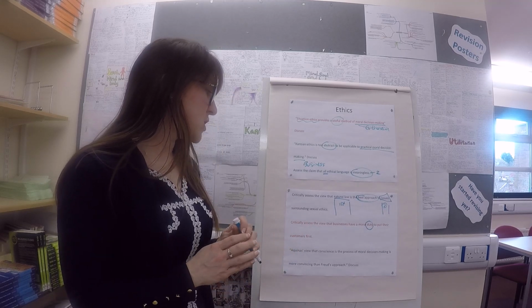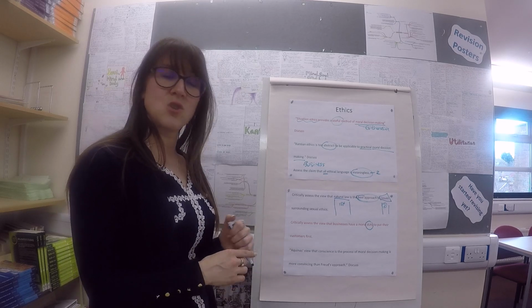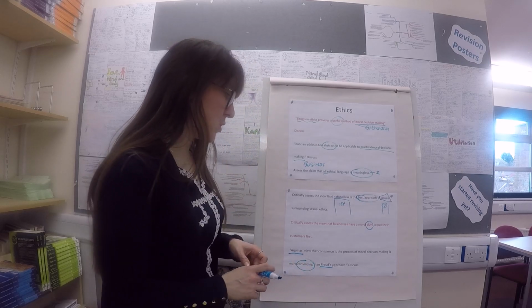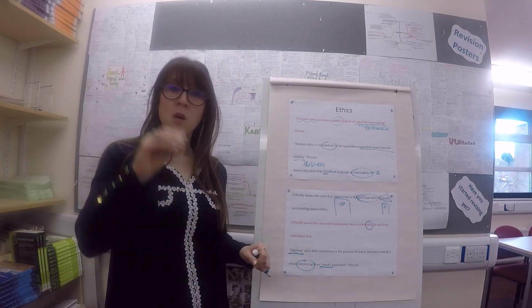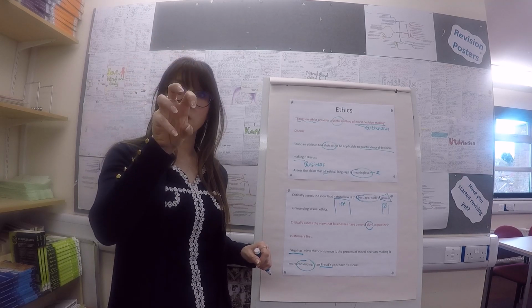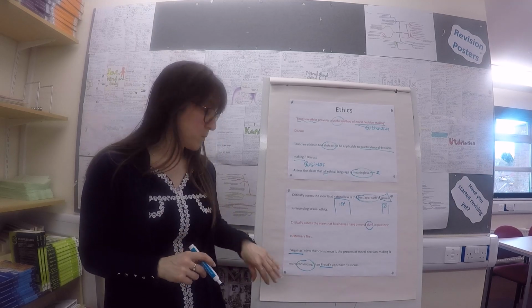Aquinas' view that conscience is the process of moral decision-making is more convincing than Freud's approach. It's nice and straightforward. Aquinas versus Freud, convincing is your critical word. Who does it better? So my paragraph would be exactly that structure. Aquinas starts, evaluate Aquinas, convincing or not convincing. Freud in the same paragraph, why he's better or worse. That would be the structure of my paragraphs.